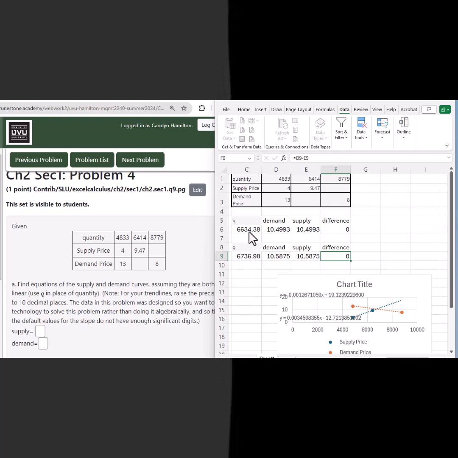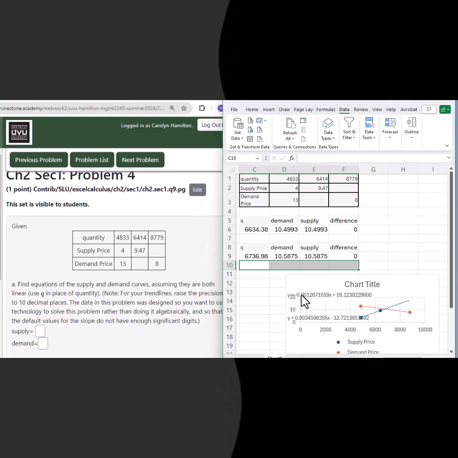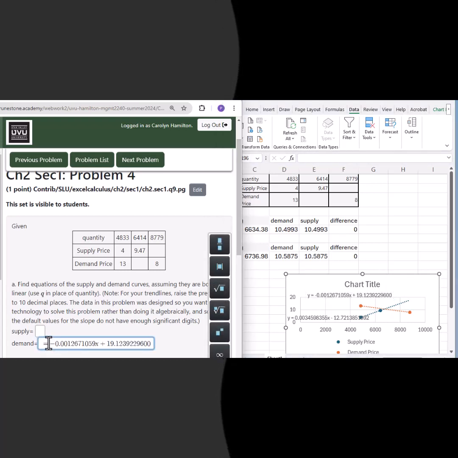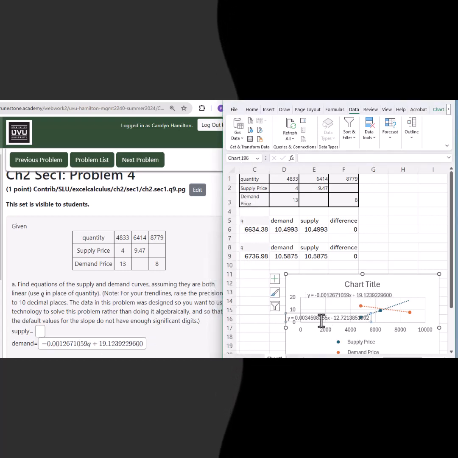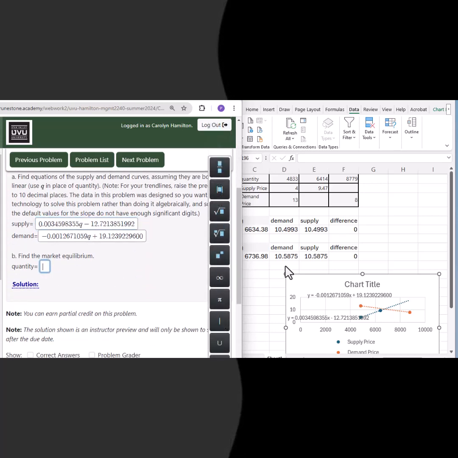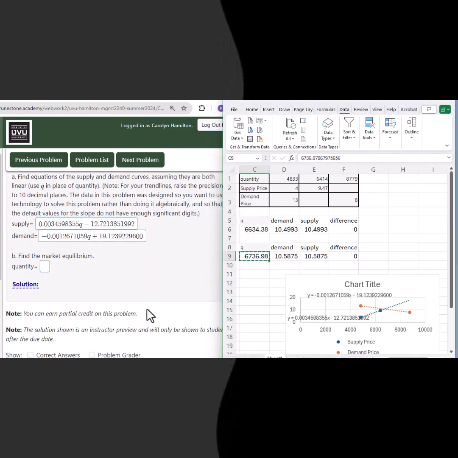So there's a difference of about 100 units, and that's because the slope of these equations was so small and the number of units was so big. Let's put in our answers. This is the demand function. Remember to change X to Q and put in all 10 decimal places of accuracy. And our equilibrium quantity is 6736.